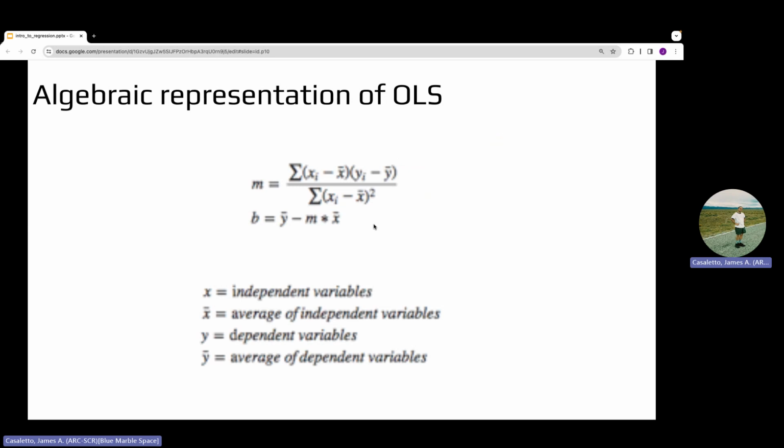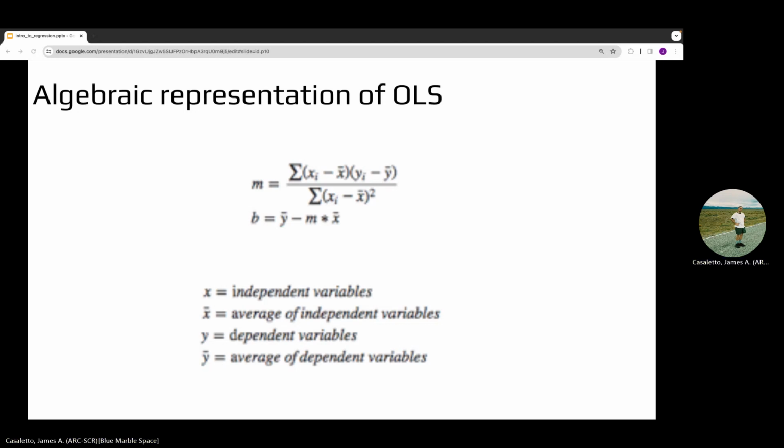The algebraic representation of OLS is shown in this slide. Don't fret the mathematical notation, it's super easy. In order to find a linear model y equals mx plus b, we need to find the slope m and the y-intercept b. These equations show us how to do exactly that. The slope m is given by the top formula, and the y-intercept is given by the bottom formula.